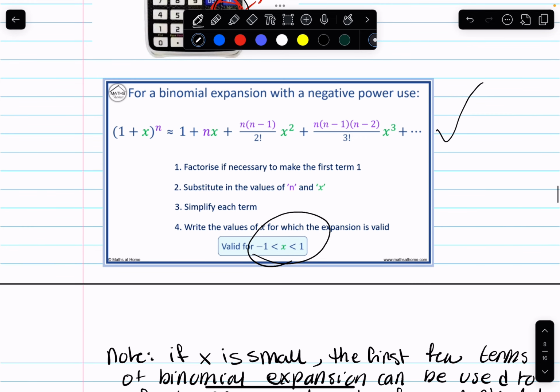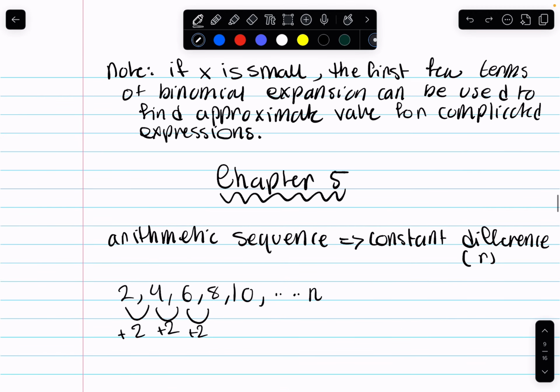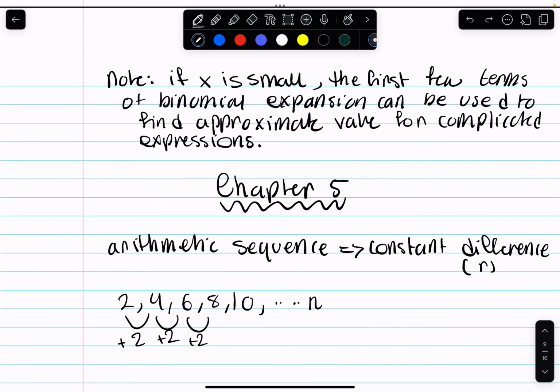So basically you factorize if necessary, then substitute n and x, getting the coefficients from your calculator, and x each time is going to add to its powers, and then you simplify each term and write the values. Now, if x is so small, then the first few terms of the binomial expansion can be used to find an approximate value. So if it says approximately find this, then you know that x must be a small number.